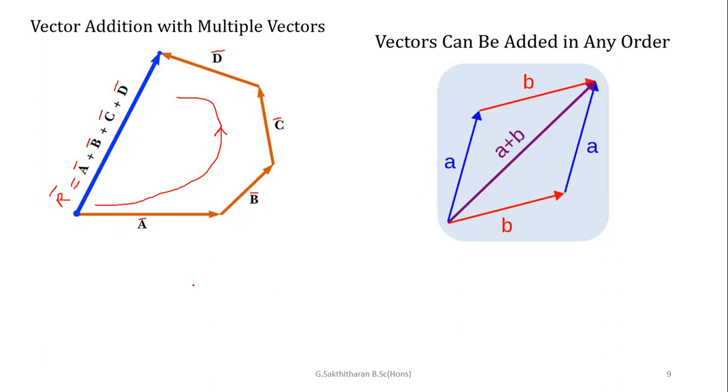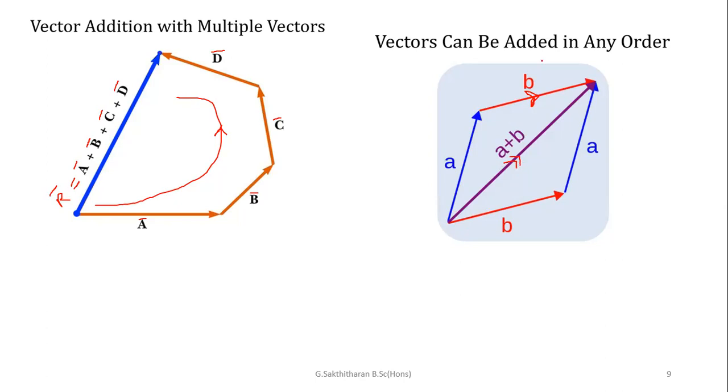Right, another example here, A and B, two vectors. So these two A and B vector give the resultant vector AB from this point to that point. This is the direction of resultant vectors.